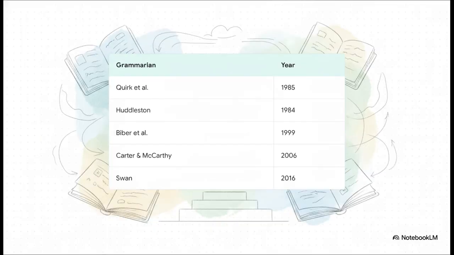But before we really get going, we need to establish our academic foundation. Every single thing we discuss today is built entirely on the frameworks of some serious heavyweights in grammar. We're talking Quirk and Greenbaum's definitive 1985 comprehensive grammar, Huddleston, Biber's corpus-based insights, Carter and McCarthy, and of course, Swan's incredibly practical usage guides, literally the gold standard of English syntax. We are absolutely standing on the shoulders of giants here.